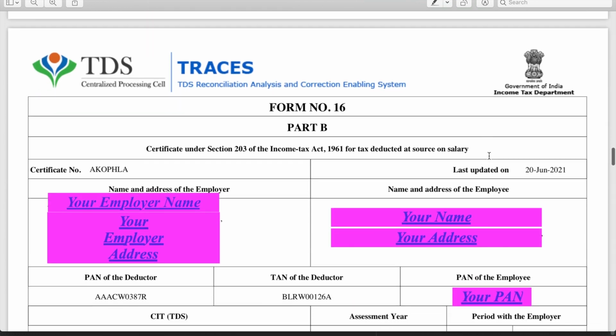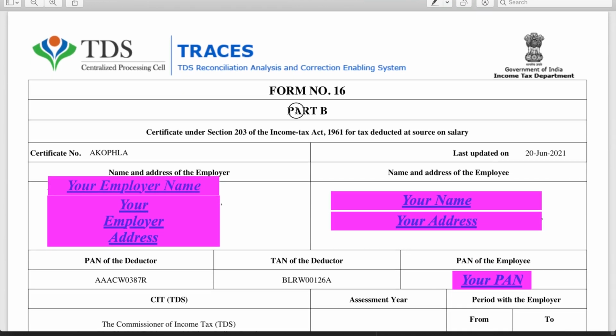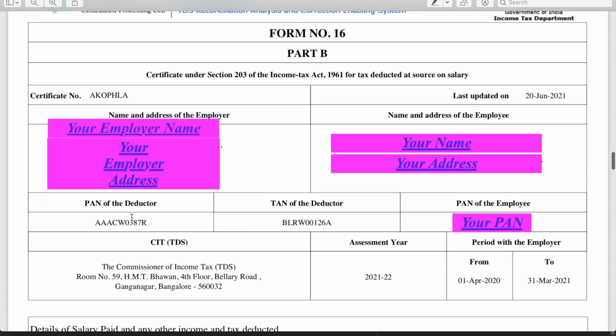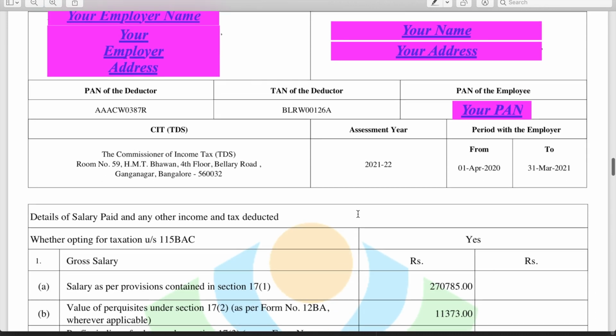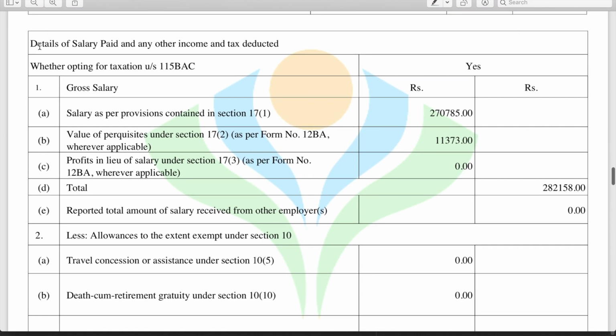Now let us see what Part B of Form 16 has. It also will have the name and address of our employer and our name and our address. In addition to that, the PAN of the deductor and TAN number of the deductor and our PAN number. In addition to this basic information, we should be able to see the detailed summary of salary paid and any tax deducted at source on behalf of us and paid to the government.